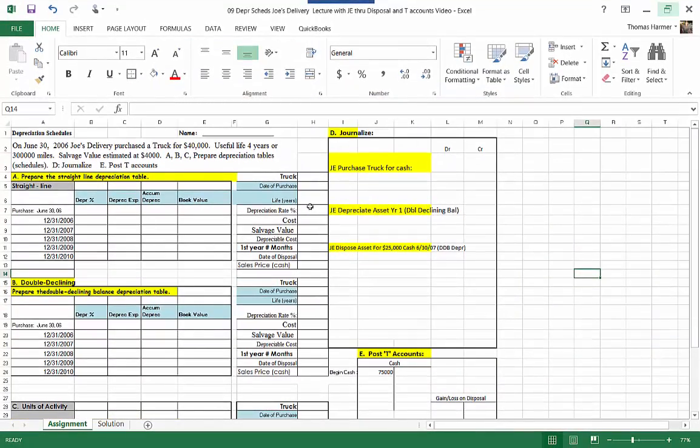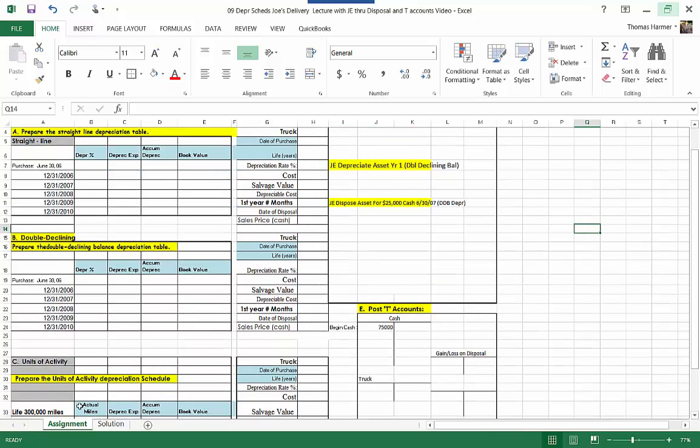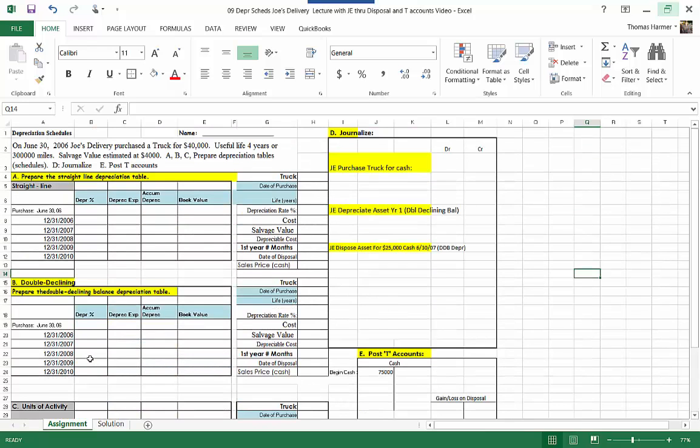So here we've got Joe's Delivery, which purchased a truck for $40,000. Useful life is 4 years, 300,000 miles. Salvage value is estimated at $4,000. We're going to complete the depreciation tables for straight line, double declining balance, and units of activity. And then we're going to journalize the purchase of the truck, and then journalize the first year's depreciation expense, and then we will journalize disposing the asset later on. So here we go. Let's start off with our straight line depreciation.